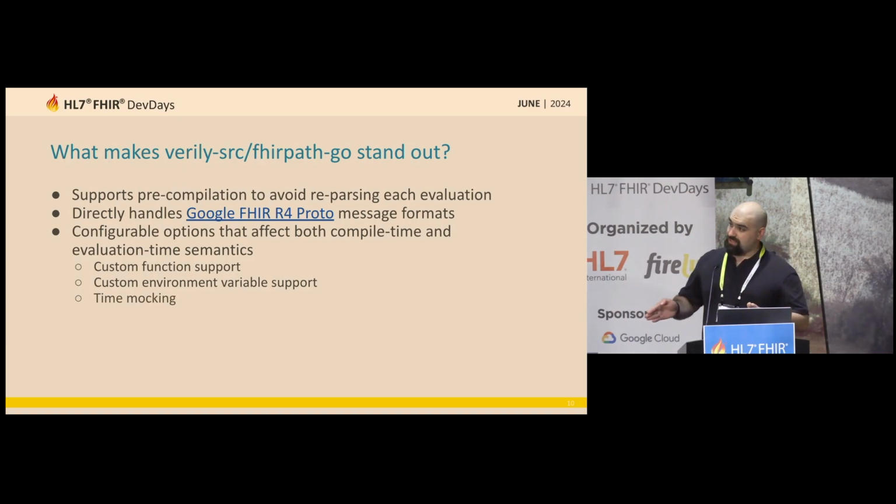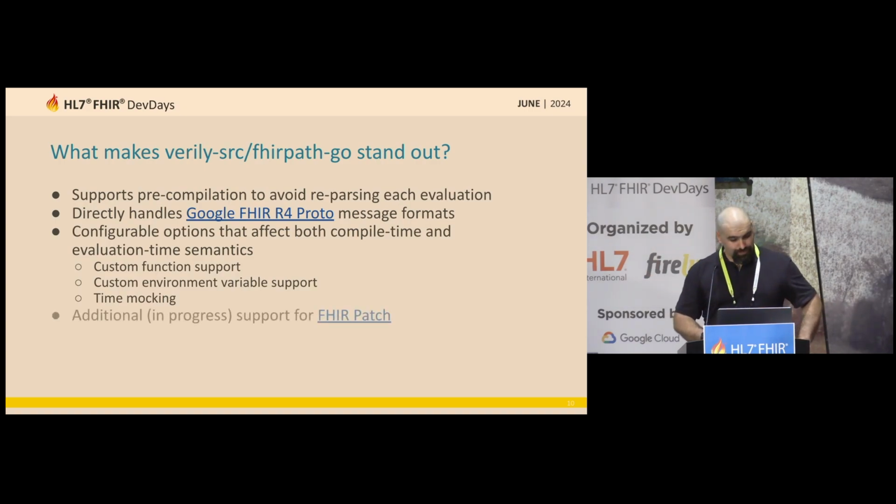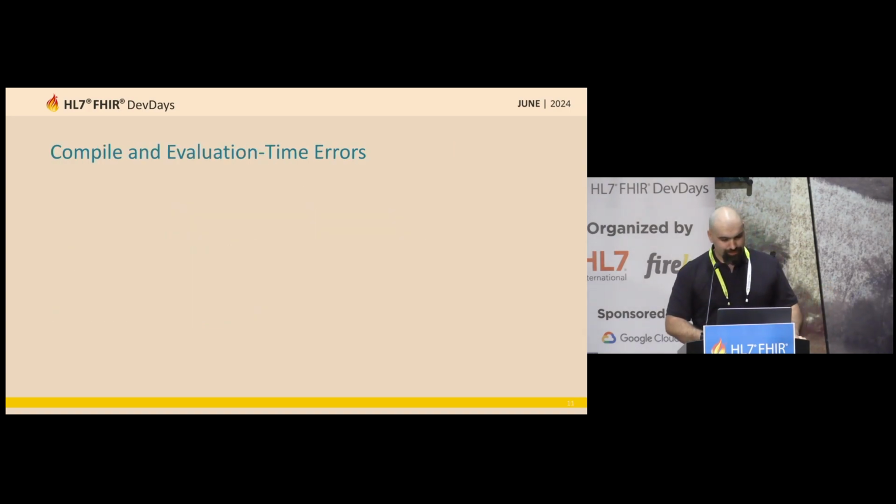The ability to replace time. If you want to ensure that a FHIR Path expression that is using something like now will actually evaluate to the real time that you want in a test, you can do that quite easily. And then we also have in-progress work still being done for things like FHIR Patch. This is another separate substandard, if you're not familiar with it, which allows more mutations. FHIR Path is more about expression evaluation and traversal, while FHIR Patch lets you add things, remove things, and modify things.